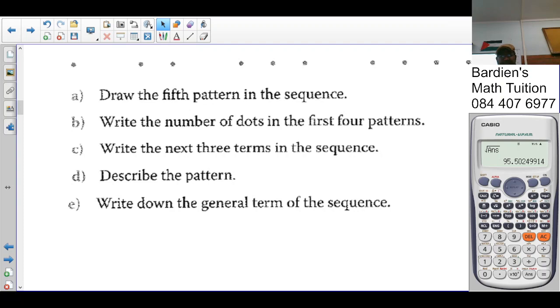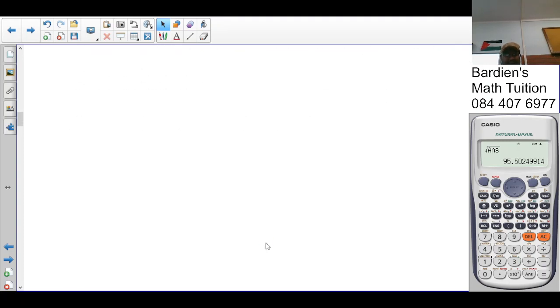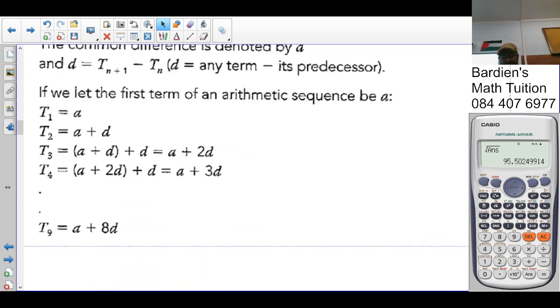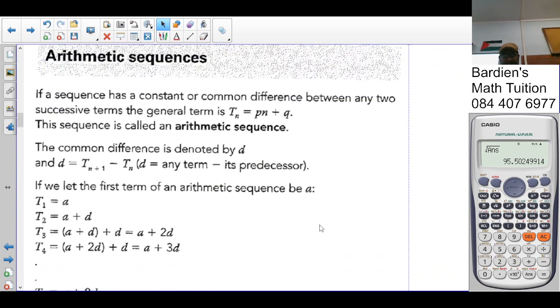Okay, next reading, arithmetic sequence. But you guys have done number patterns in grade 8 and 9, eh? Or grade 9 basically. No. Okay. But you guys understand what I'm talking about so far? Okay. The next subheading, arithmetic sequences.